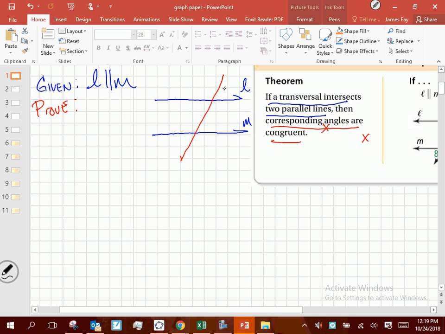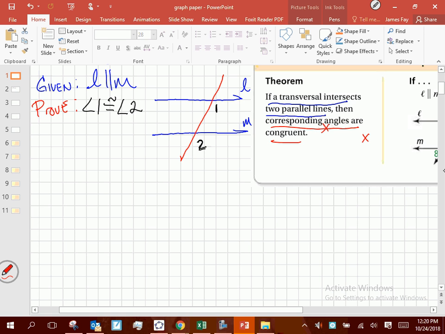I'm going to use maybe 1 and 2. Okay, I'm just going to give them names so we can talk about it a little bit easier. If I didn't put names there, you couldn't talk about those two angles. All right? Our goal is to prove those congruent, because they're corresponding. Angle 1 congruent to angle 2. Okay? Now, there's a little bit of extra information here that we need to put into our picture that we're going to need.